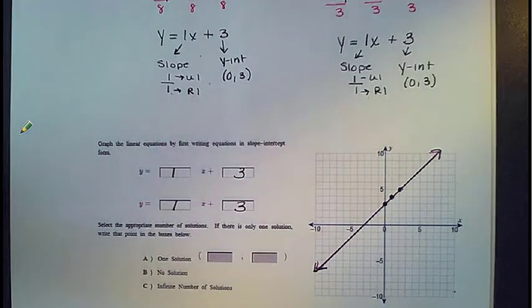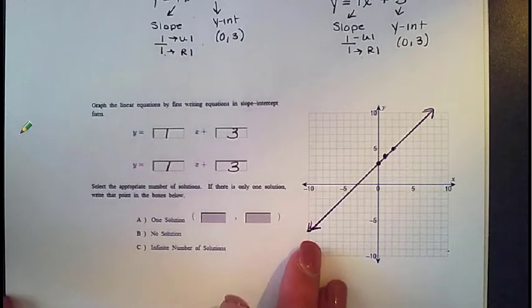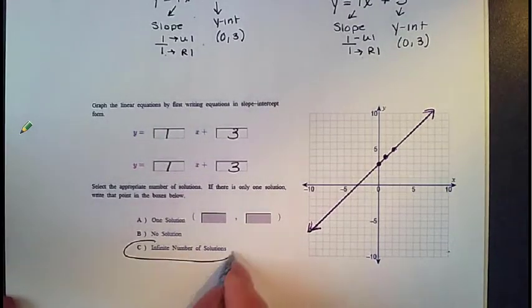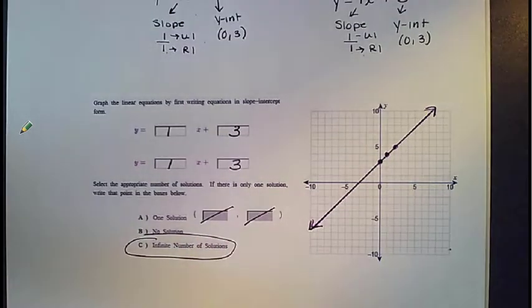And remember earlier when we were talking about our possible solutions, if they come out to be the exact same line, we have an infinite number of solutions, and we do not need to write anything in here for those two boxes because we don't have a single point that's the answer. We have too many points that we can't even name them all.